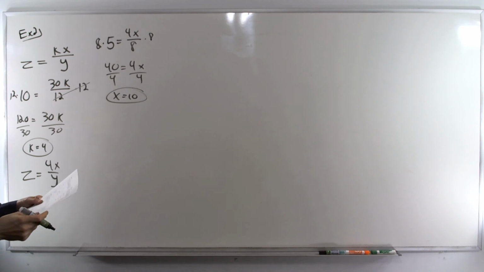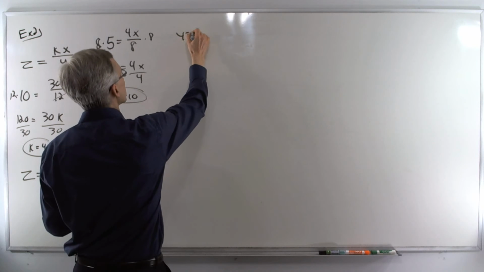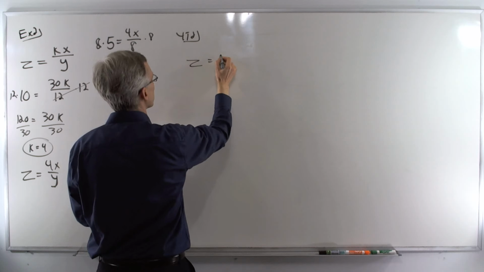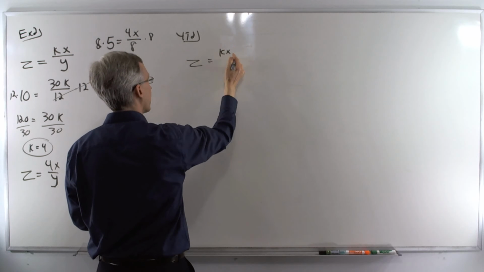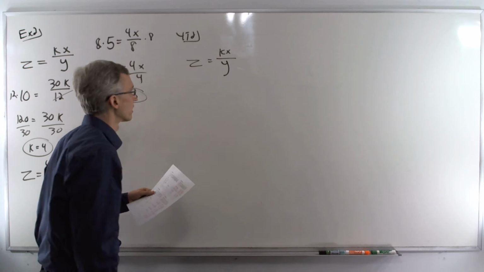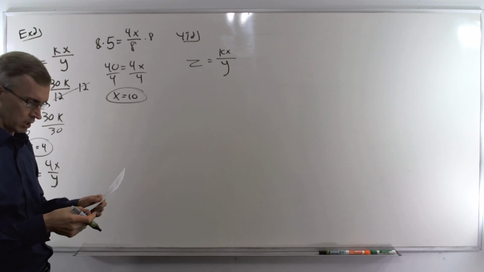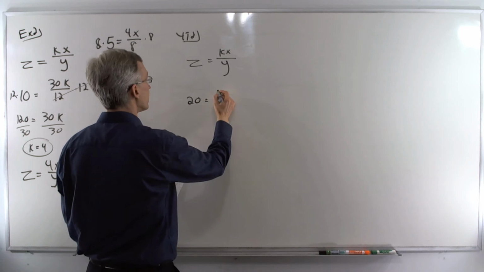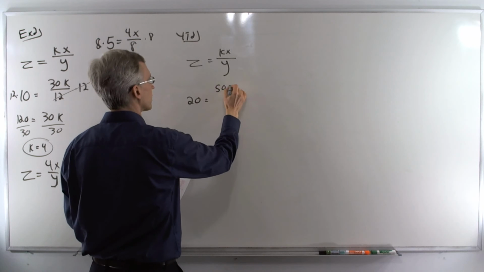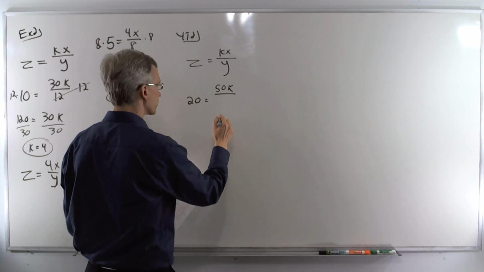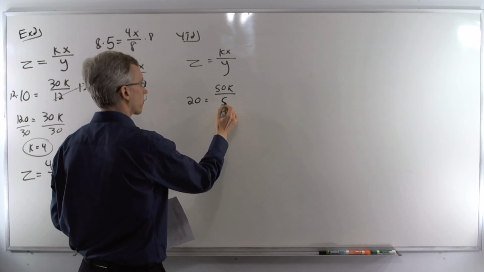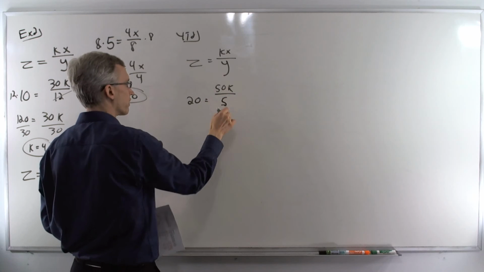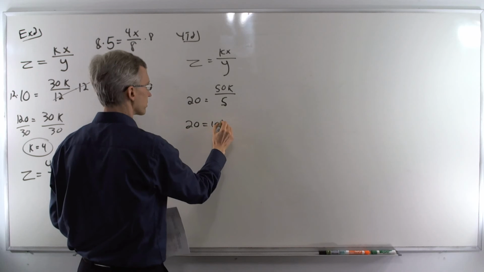Your turn, number 2. Z varies directly with x and inversely with y. So directly with x on top, inversely with y, so y is on the bottom. Z is 20 when x is 50, so we got 50k on top, and y is 5. Now in this case, we can just do this division real quick. It's a pretty easy one. 50 divided by 5 is 10. So that turns into 20 equals 10k.